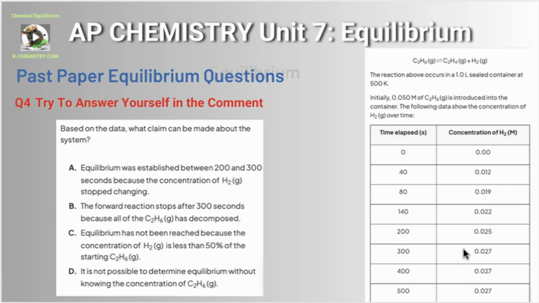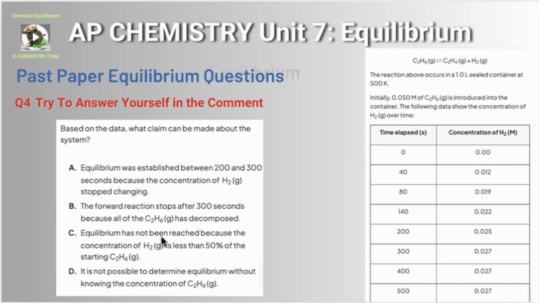What happened after 300 seconds? I can see that the concentration of H2 is not changing. But is this correct? No, it's not correct. Equilibrium does not mean that all reactants have been used up. Actually, if all the reactant has been used up, this means that this is an irreversible reaction. So we cannot use irreversible reactions for equilibrium at all. Take care. Irreversible reactions cannot be used for equilibrium. Equilibrium exists only in reversible, two-way reactions.